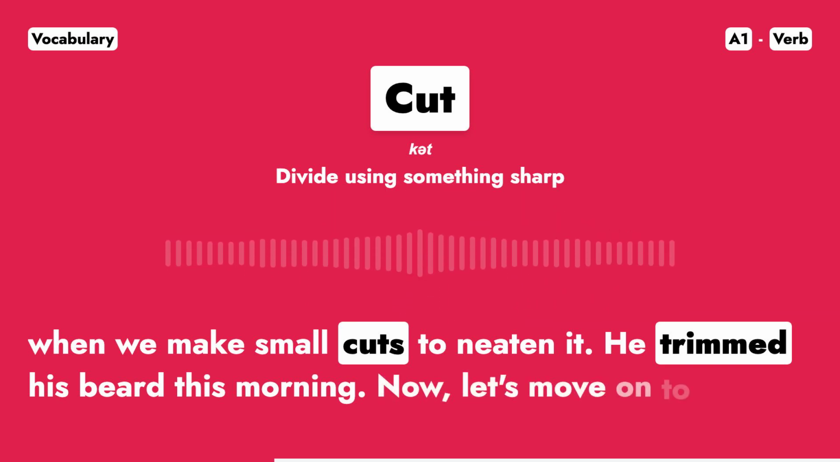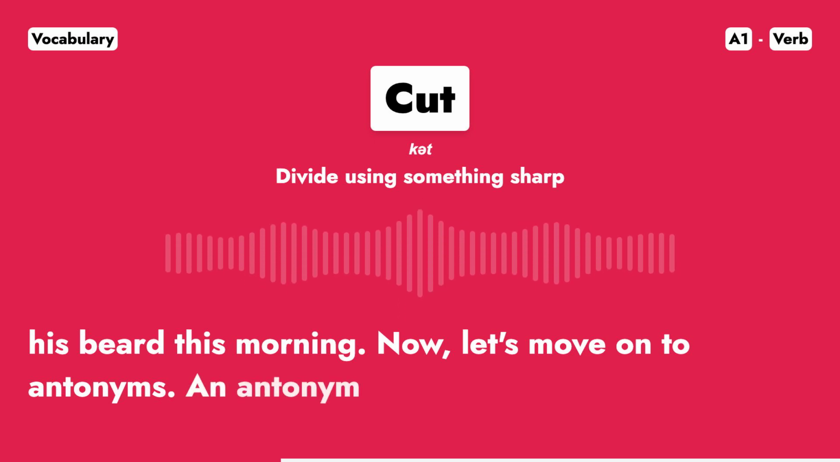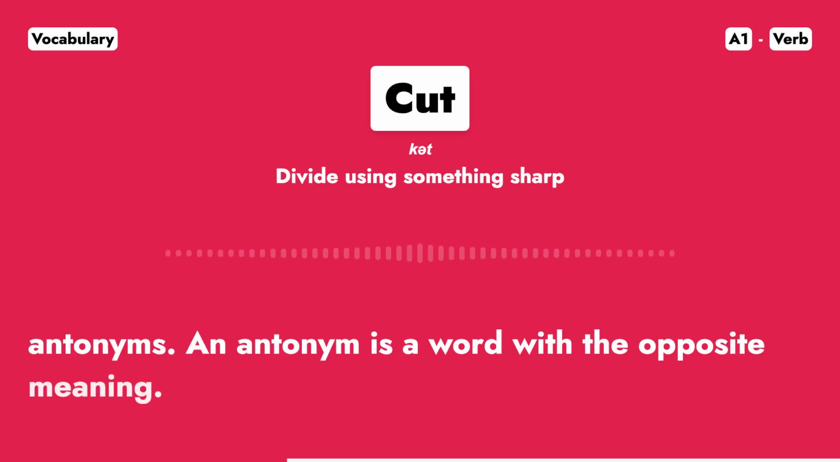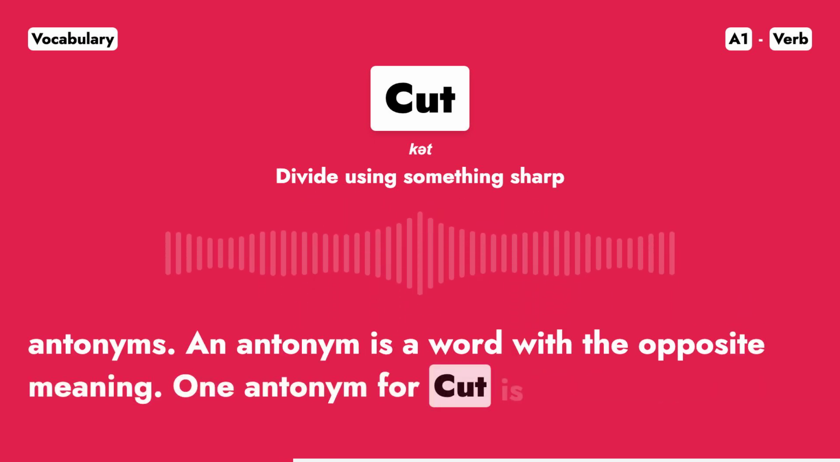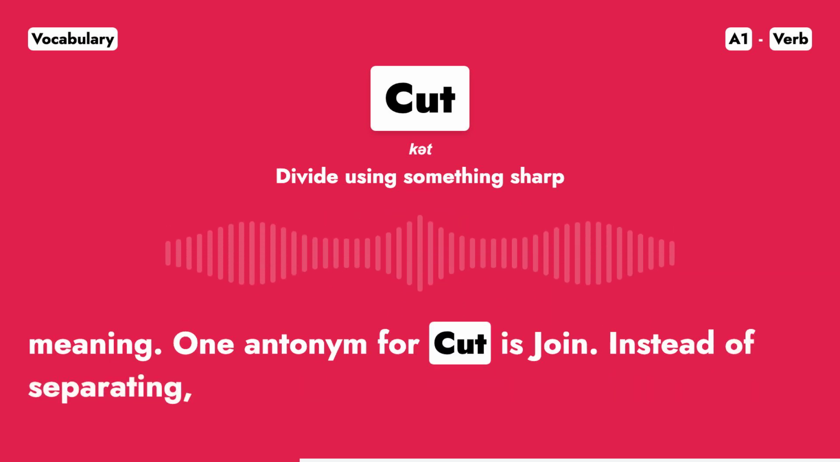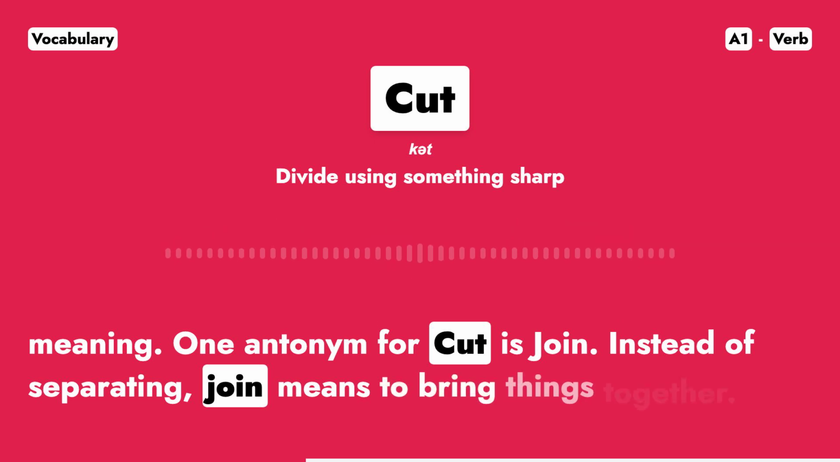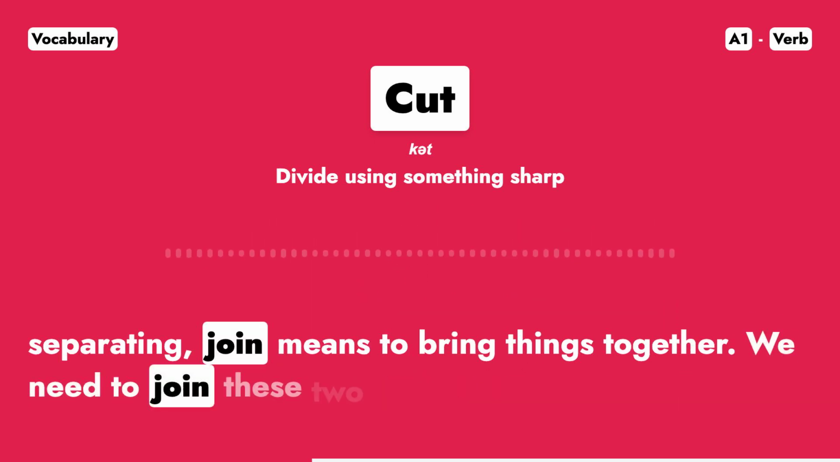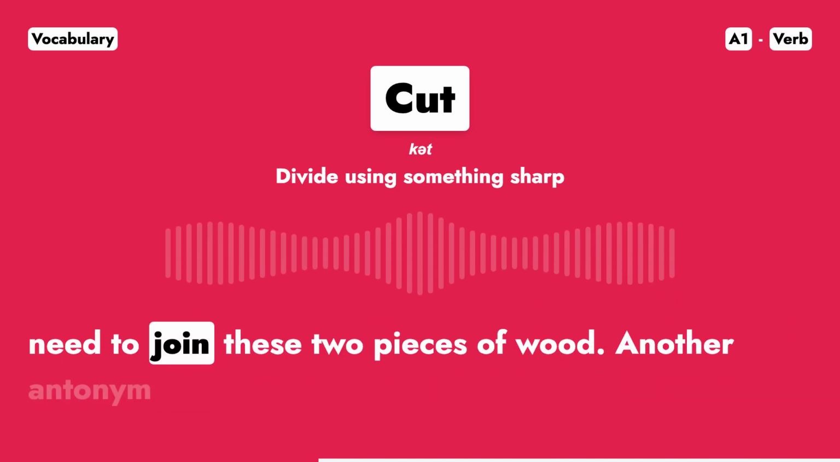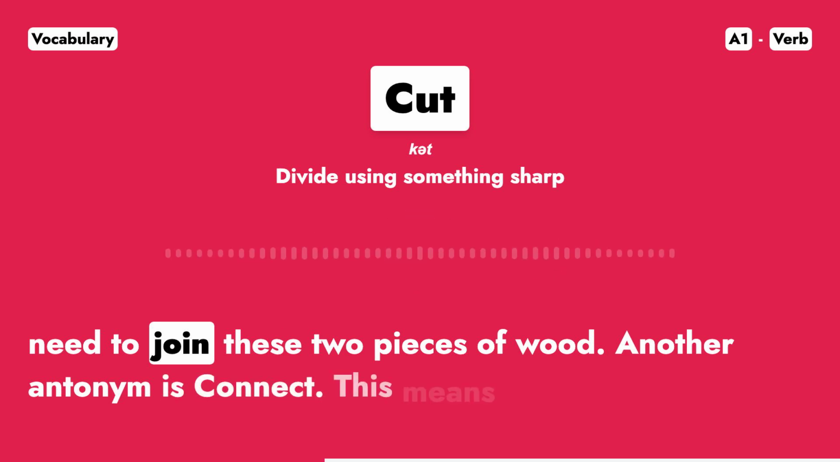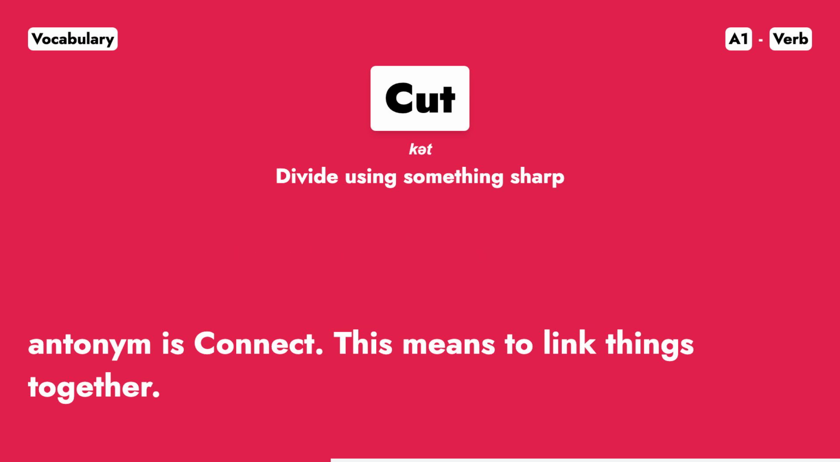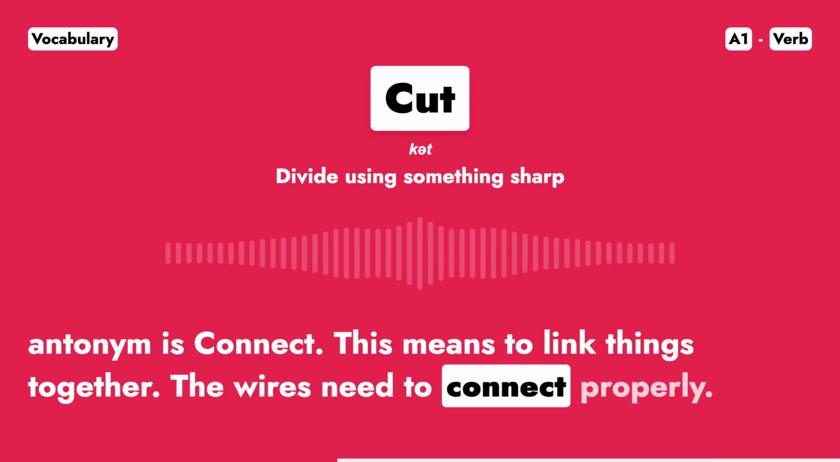Now, let's move on to antonyms. An antonym is a word with the opposite meaning. One antonym for cut is join. Instead of separating, join means to bring things together. We need to join these two pieces of wood. Another antonym is connect. This means to link things together. The wires need to connect properly.